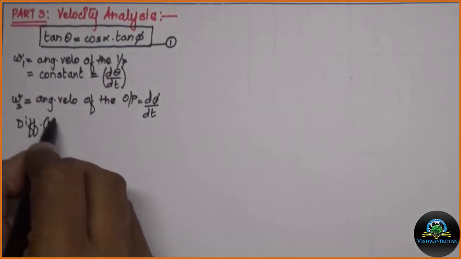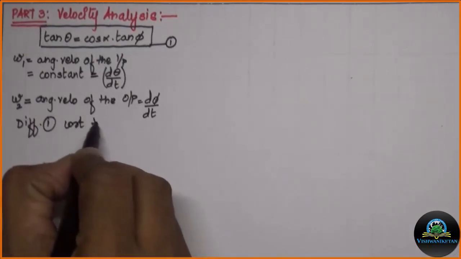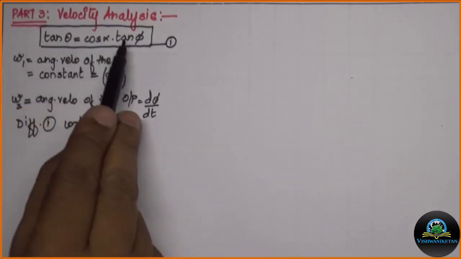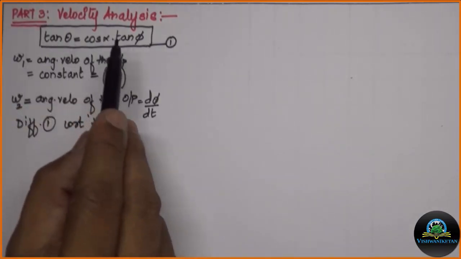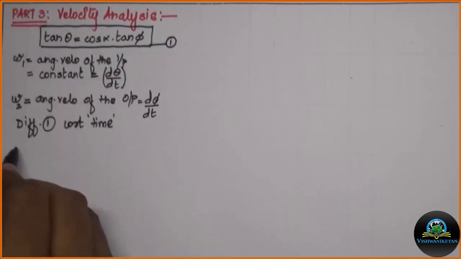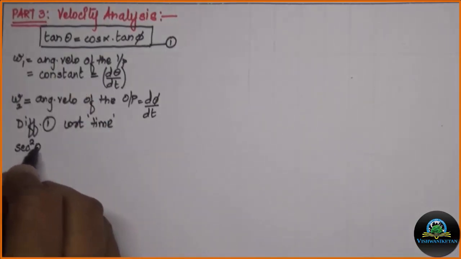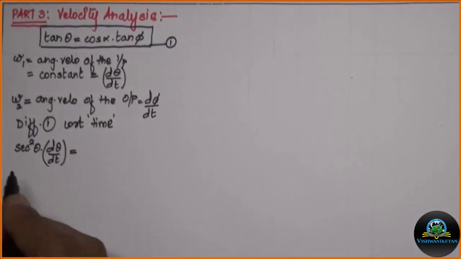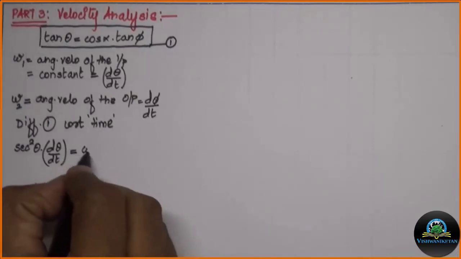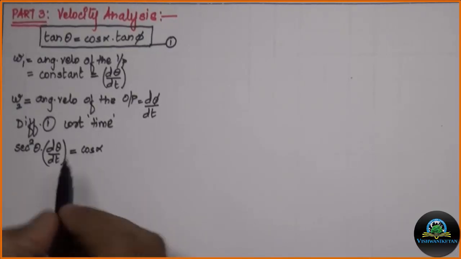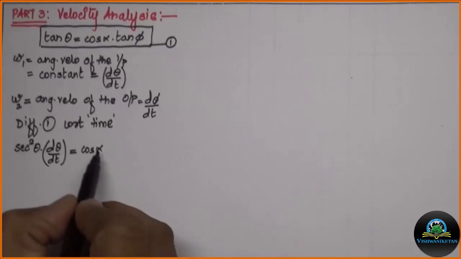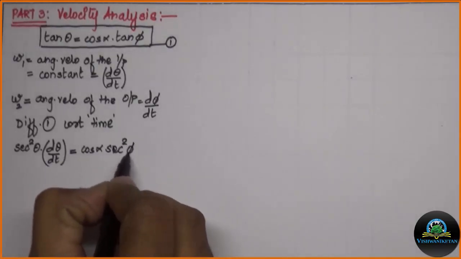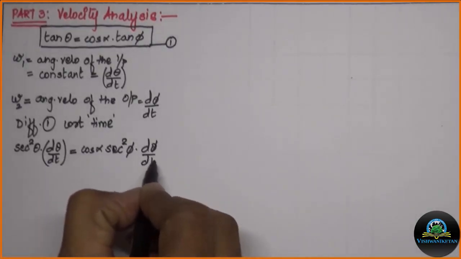If you differentiate this first equation with respect to time, in physics it simply means differentiating your position with respect to time, so obviously we would get velocity. The left hand side has tan theta. The derivative of tan theta is sec square theta, and the derivative of theta with respect to time gives d theta by dt. That's it. On the right hand side, the shaft angle alpha between the two is constant, so cos alpha remains as it is. The derivative of tan phi gives sec square phi d phi by dt.